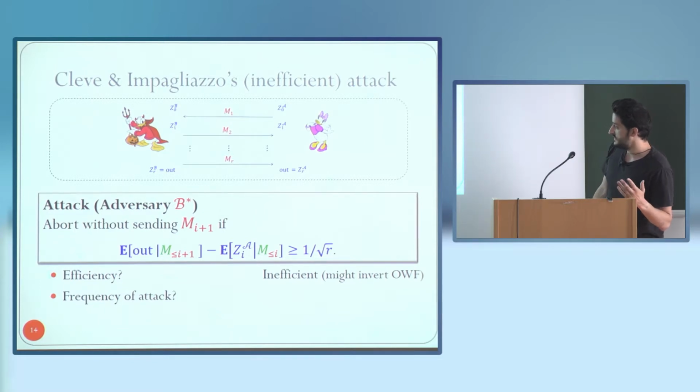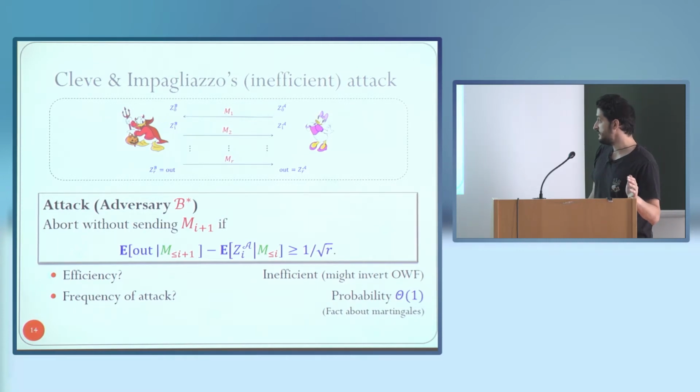What about the frequency of the attack? Is a gap going to even be detected? I'm not going to talk about it in this talk at all. The attack is going to be triggered with constant probability. It follows from a fact about martingales, and I invite you to look at either the old paper of Cleve and Impagliazzo or our way better proof from last year.